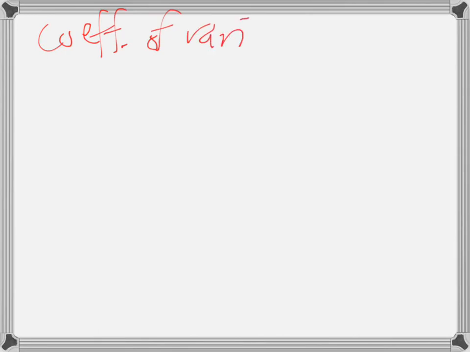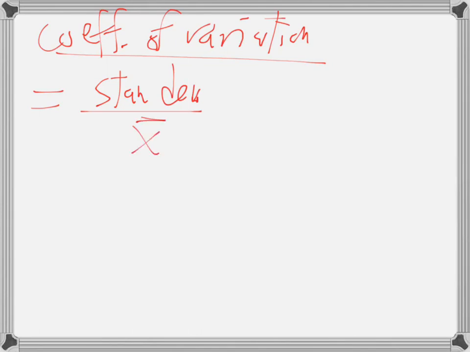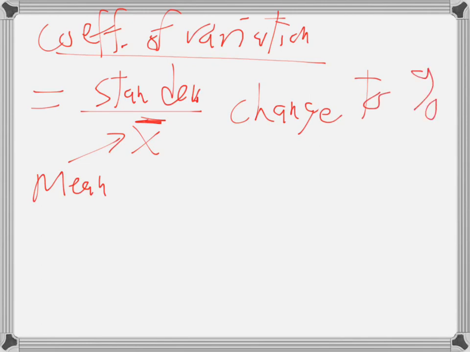Coefficient of variation, if you can read that scribbling, is the standard deviation divided by x bar, which is the mean, changed to a percent. If you want to write times 100, that's okay. Move it 2 places, multiply by 100. It's standard deviation divided by x bar.